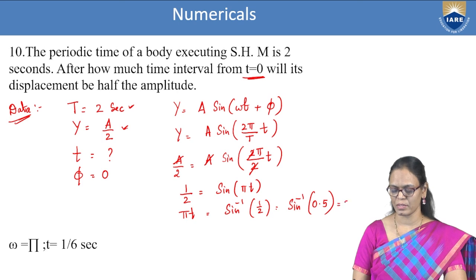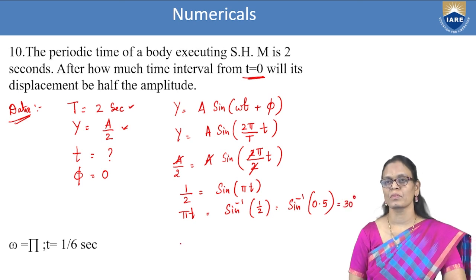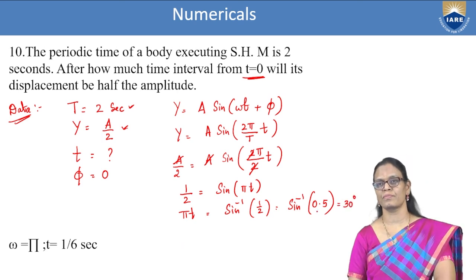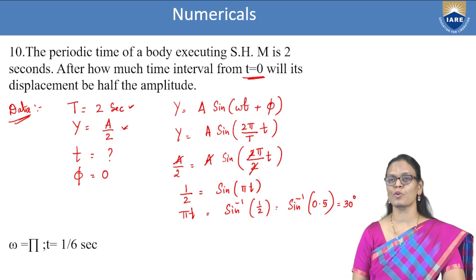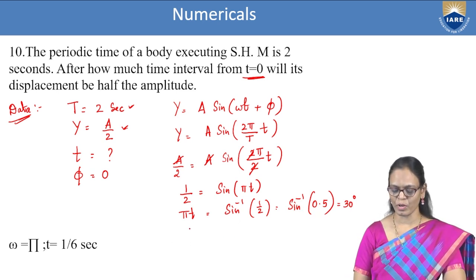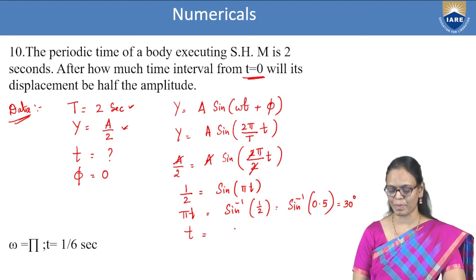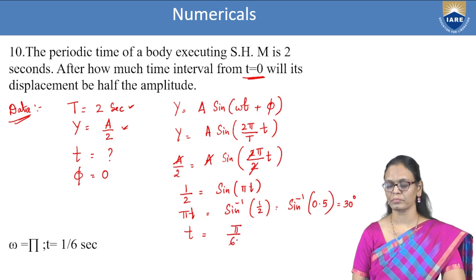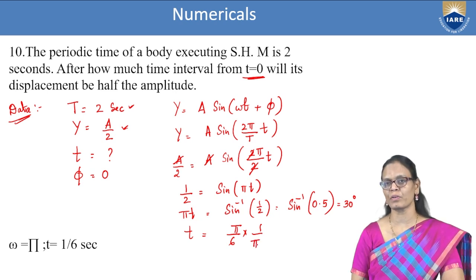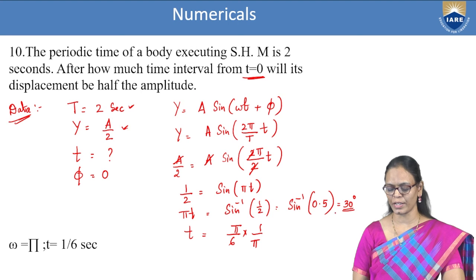So that is 30 degree. So sine 30 is equal to half, no? So sine inverse of 0.5 is 30. So I want to find t. So I'll write 30 as pi by 6. 180 by 6 is 30. Pi t equals pi by 6, so t is pi by 6 into 1 by pi. Because I have to find t, I'm bringing pi onto the other side. And instead of 30, we have written pi by 6. So pi and pi will get cancelled. So we have 1 by 6 seconds.